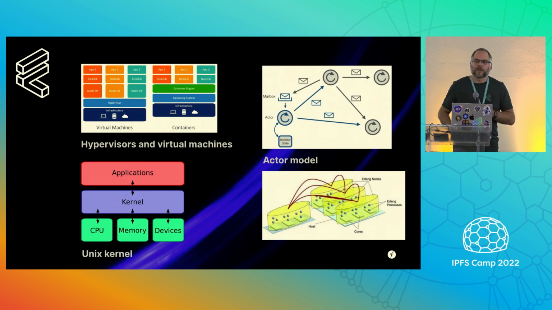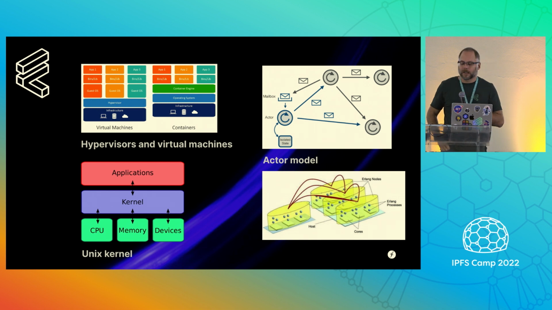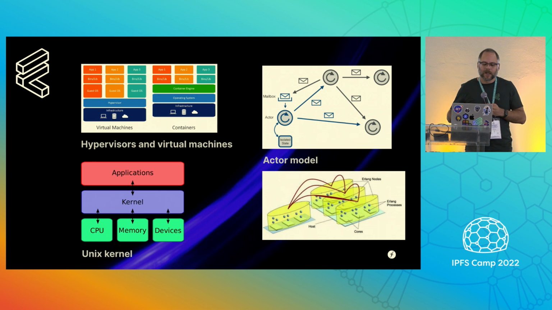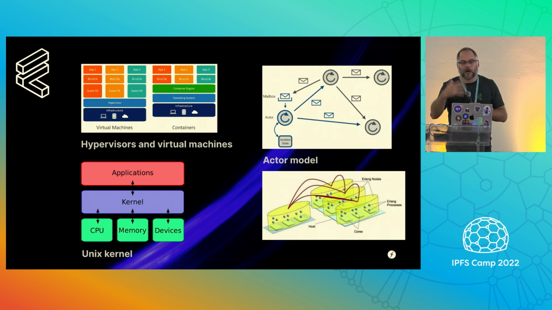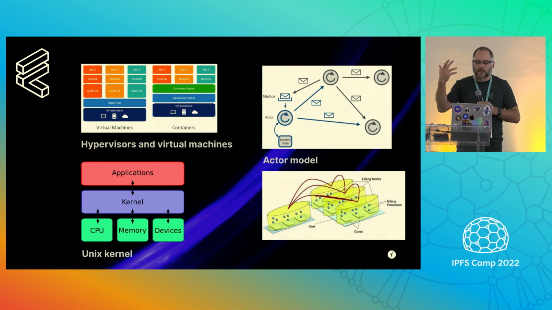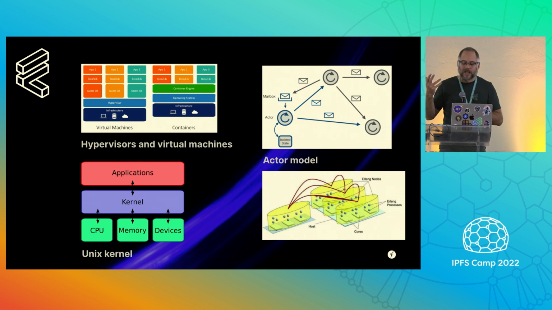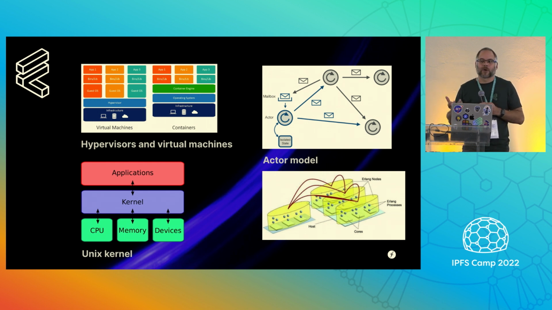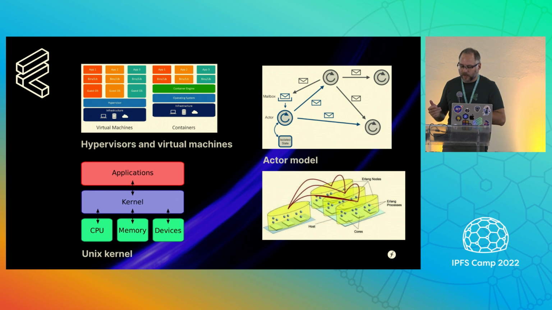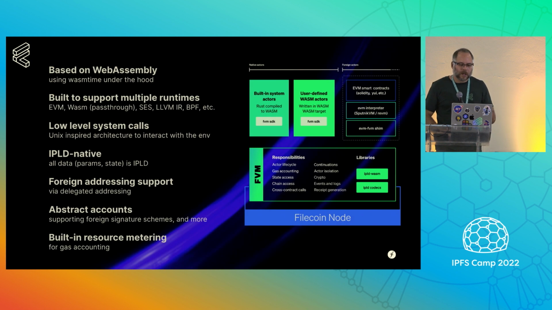On the technical front, when FVM was first envisaged, it was designed to host multiple runtimes, and it was inspired by things like hypervisors, virtual machines, the Unix kernel, and the actor model. So actually smart contracts on Filecoin are called actors. And this is what the FVM looks like at the moment.